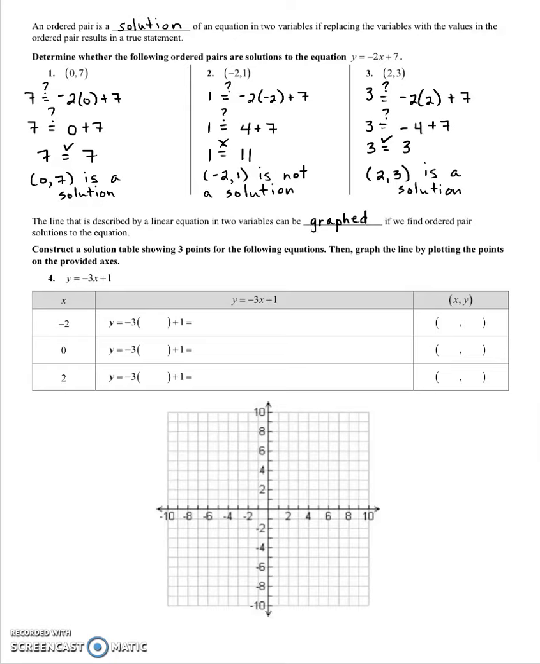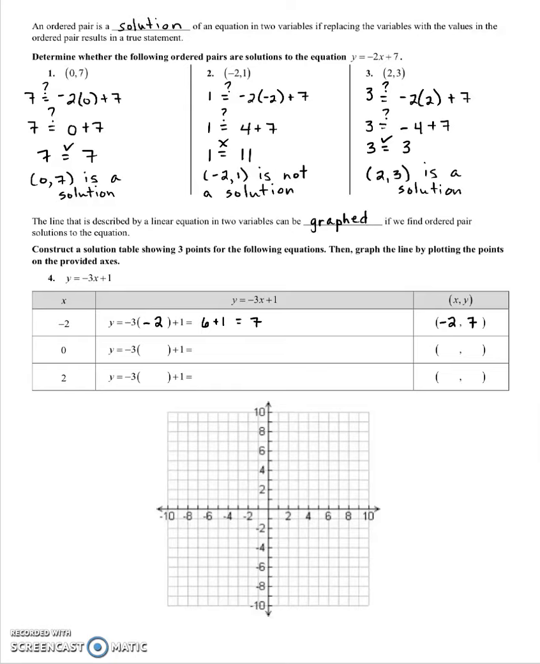So we put negative 2 in for x in the equation, and we calculate y. So we have negative 3 times negative 2, which is a positive 6, plus 1, which is 7. So our point is negative 2, comma 7. Because when we put negative 2 in for x, we get positive 7 out for y. Okay, pause the video and find the ordered pairs for x equals 0 and x equals 2, and then you can restart the video to check your answers.